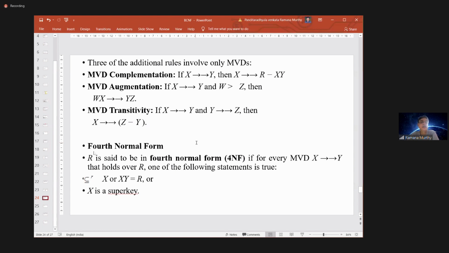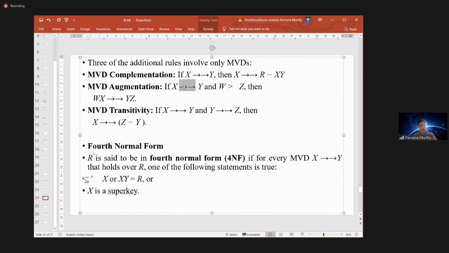Clear? Right. Similarly for the augmentation rule, if you are having a particular rule, X derives Y, Y derives Z. Okay, if you want the multi-value dependencies, you can add those things into a single rule also. That we call the augmentation rule. Similarly, the transitive rule, X multi-value derives Y, Y multi-value derives Z, whatever our example. Okay, then you can say X multi-value derives Z minus Y.